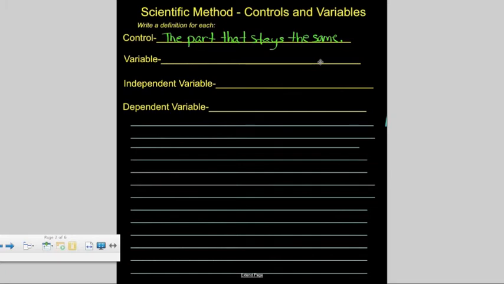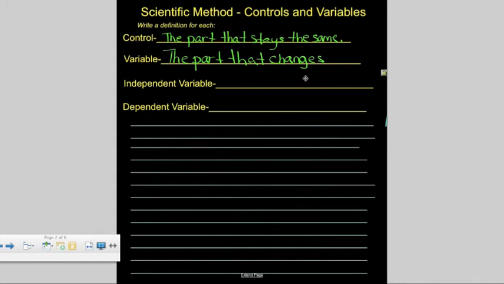Variable is what is changing. That comes from the word varies. A variable like in math would be like if you had 2x plus 4. You can make x whatever it is that you want it to be. That's the changing part. It's the part that's going to change when you're doing the experiment. You're going to constantly change things.